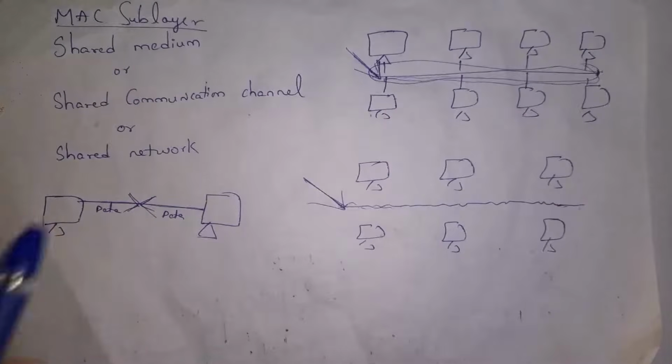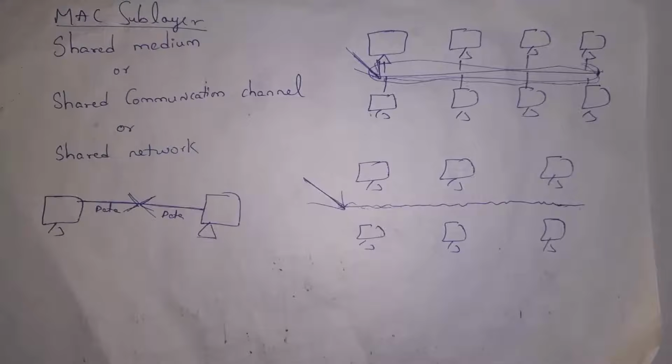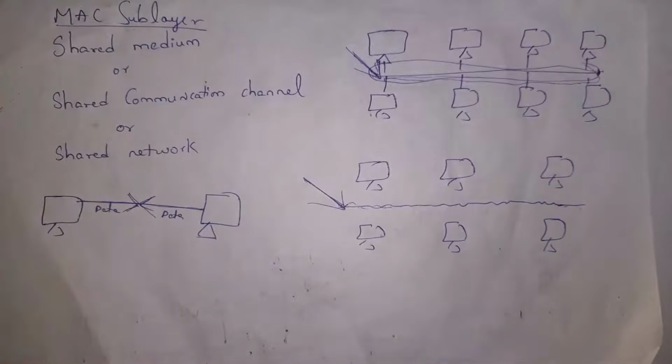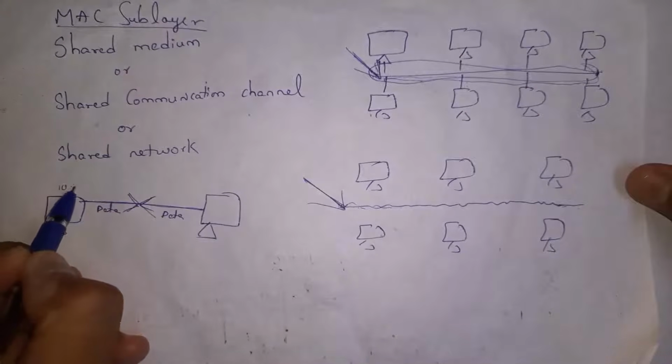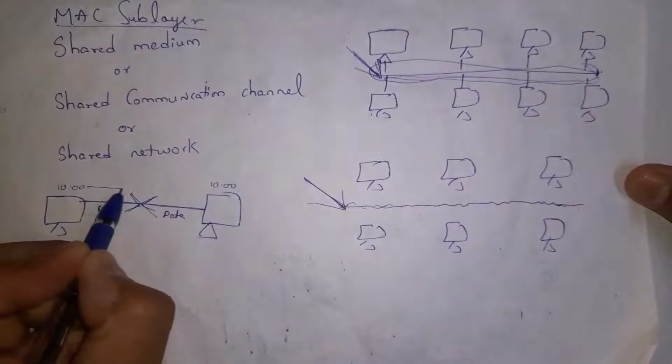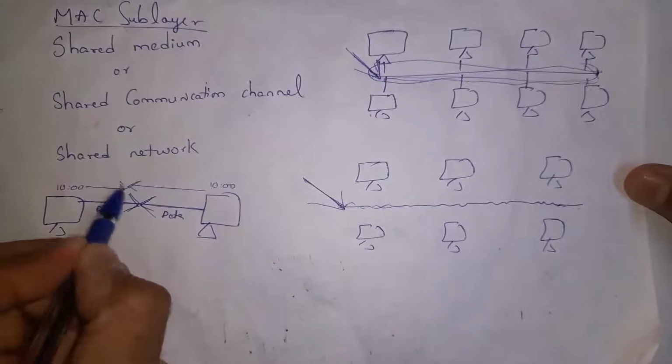So in a shared network, whenever multiple computers send data at the same time, collision will occur. So the MAC sublayer will allow only one computer to send data at a time. The MAC sublayer will not allow multiple devices to send data at the same time. Guys, sometimes collision may occur. Whenever collision occurs, computers need to resend data at a random time. I will explain what is random time. For example, this computer will send data at exactly 10 o'clock, and this computer also will send data at exactly 10 o'clock. So as two computers are sending data at the same time, collision will occur and data will be lost.